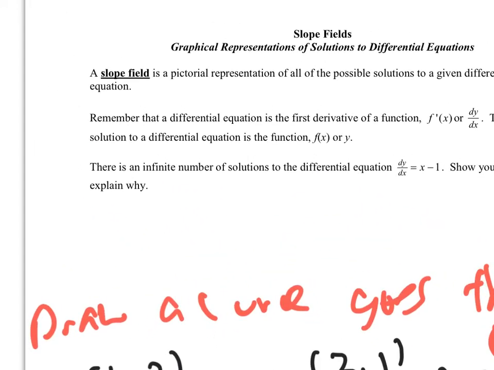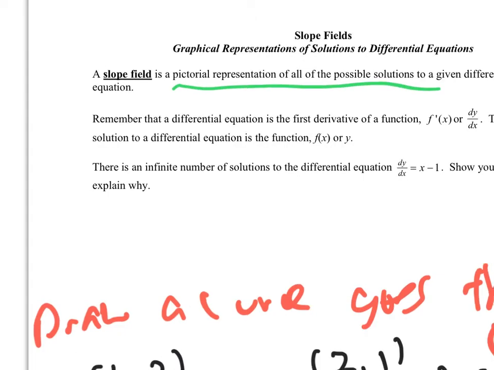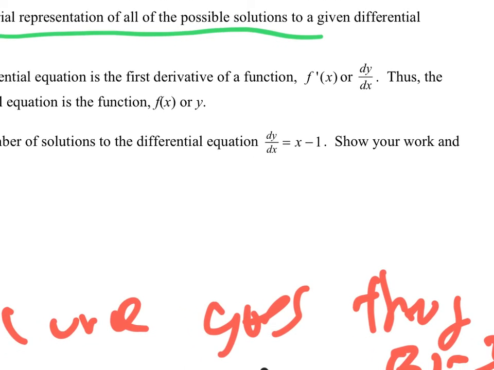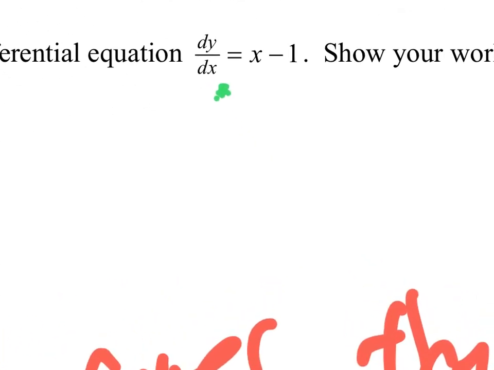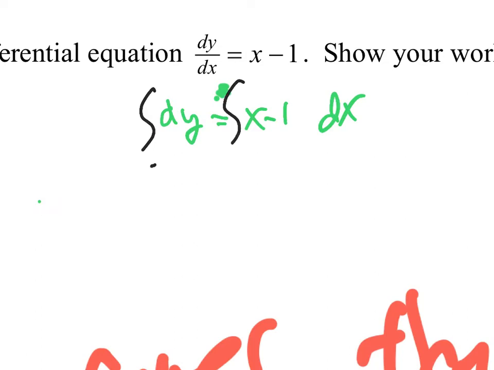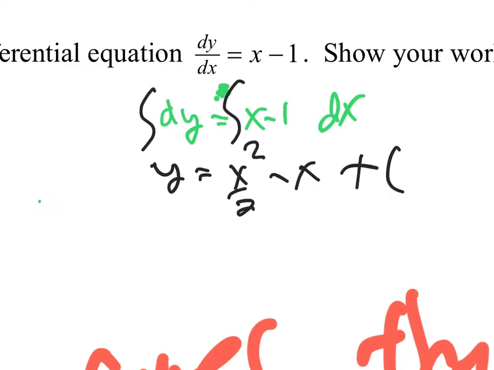A slope field is a pictorial representation of all possible solutions. Oh, so what happens is this differential equation, check this out. You're going to be so happy. Watch. Let's solve it. dy equals x minus 1 times dx. Integrate. y equals x squared over 2 minus x plus c. Check it out. Isn't that a parabola? Yes.